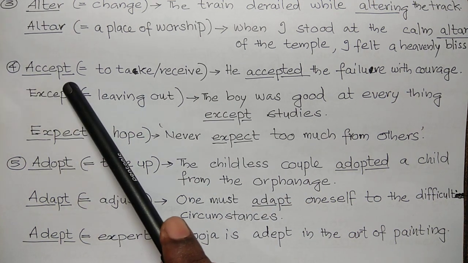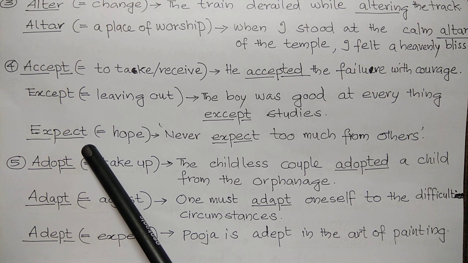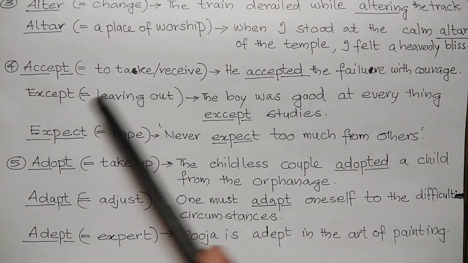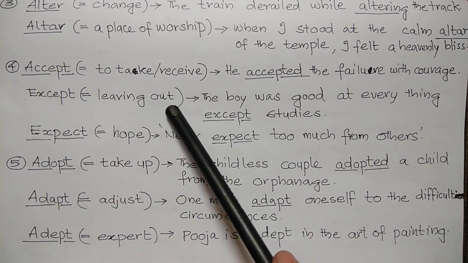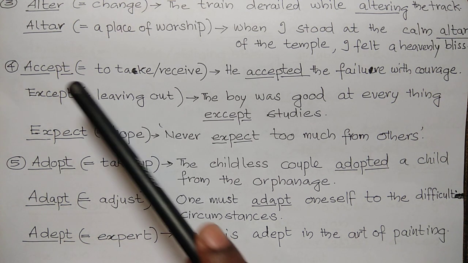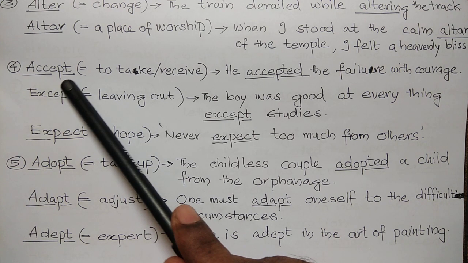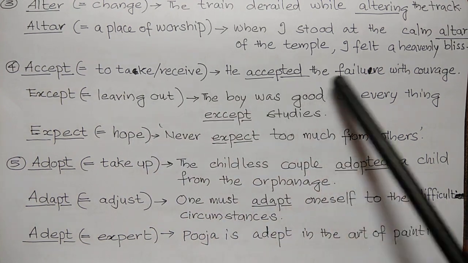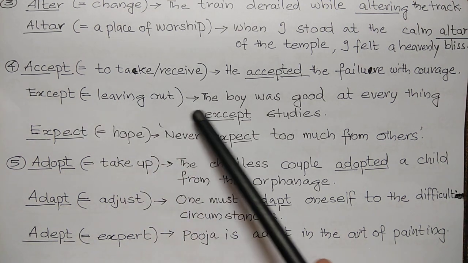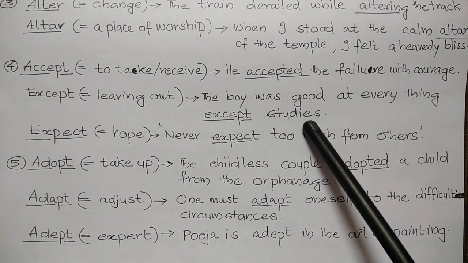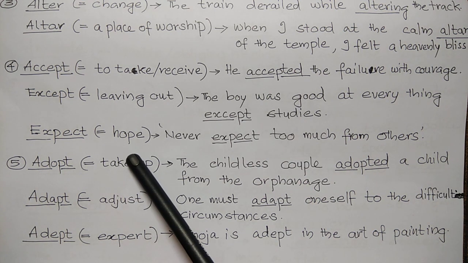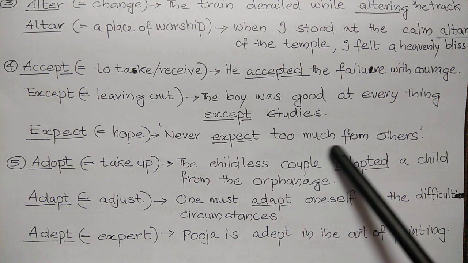Fourth one, accept, except, expect. Accept means to take or receive. Except means leaving out. Expect means hope. See the example for accept, to take or receive. He accepted the failure with courage. Except, leaving out. The boy was good at everything except studies. Expect means hope. Never expect too much from others.